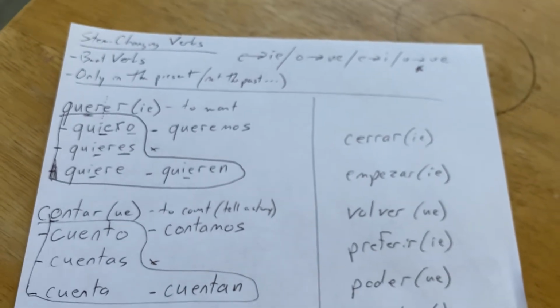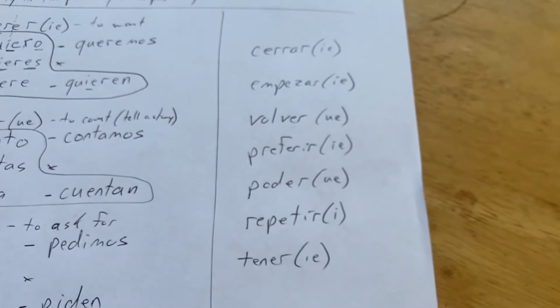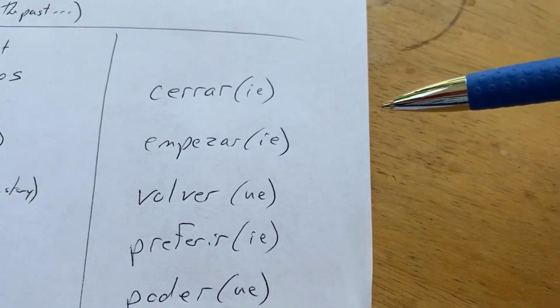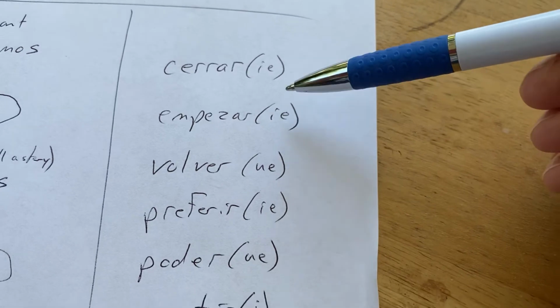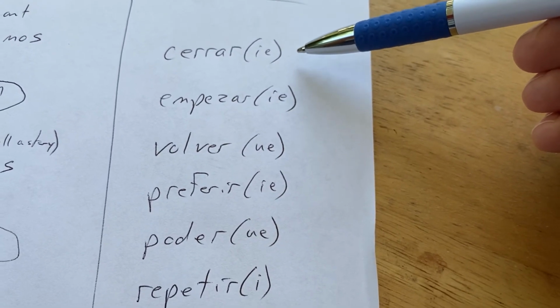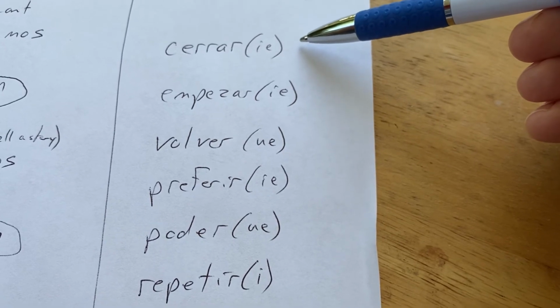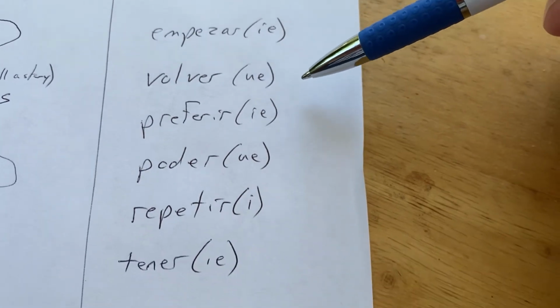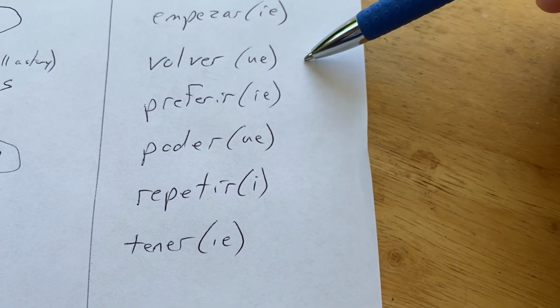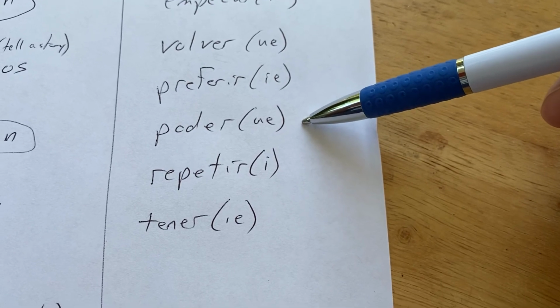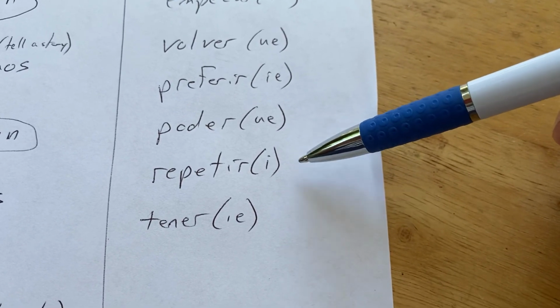And that's the nickname. So now I'm going to come over here. I'm going to show you this. This is your homework for Monday. I would like you to conjugate these. So here's the first one, cerrar, which is an E to IE. And I want you to look up its meaning. Empezar, E to IE. Volver, O to UE. Preferir, E to IE. Poder, O to UE. Repetir, E to I. And tener.